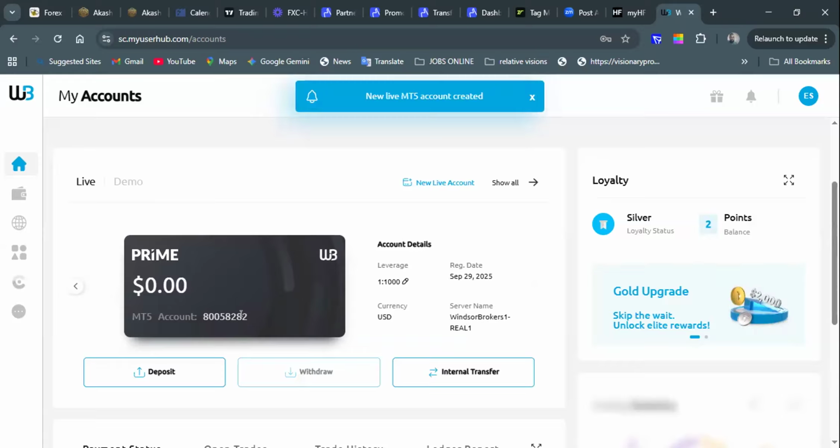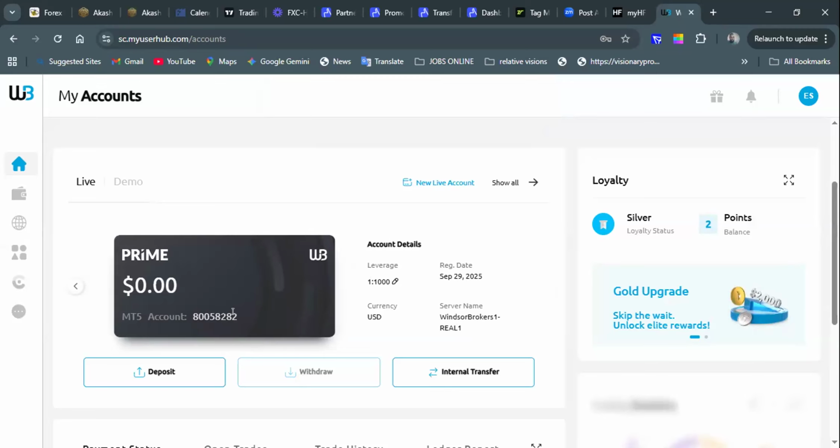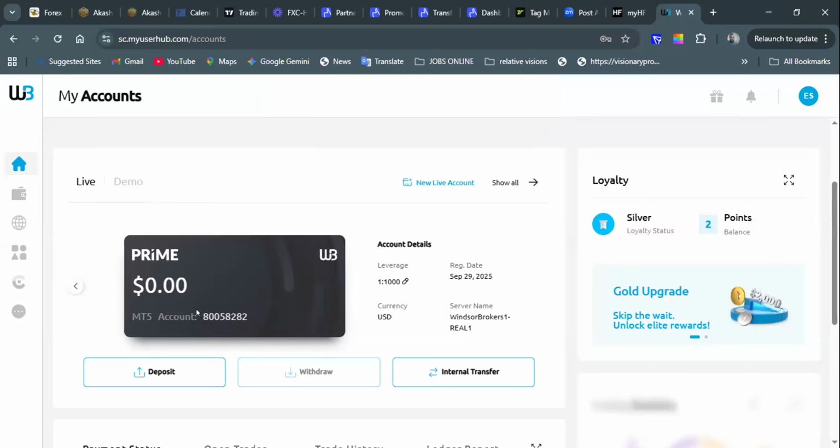I can see MT5 here, and this is the new account with zero balance. There is nothing in here. In any broker you're using, when you're setting up your account, the three important things are your login ID, your server name, and your password. Another unique thing about Windsor is that the password is the one you created for the platform.